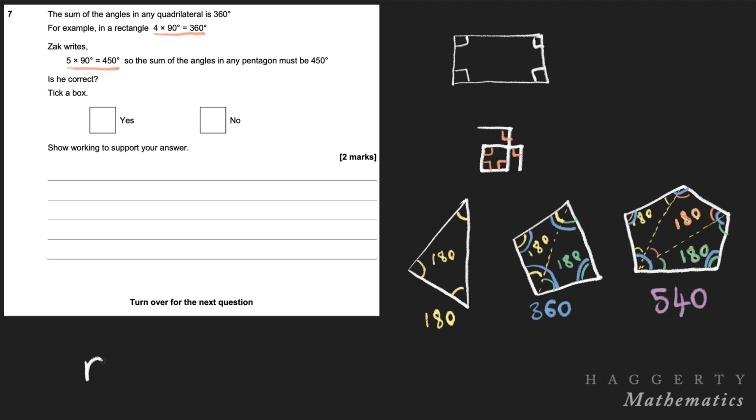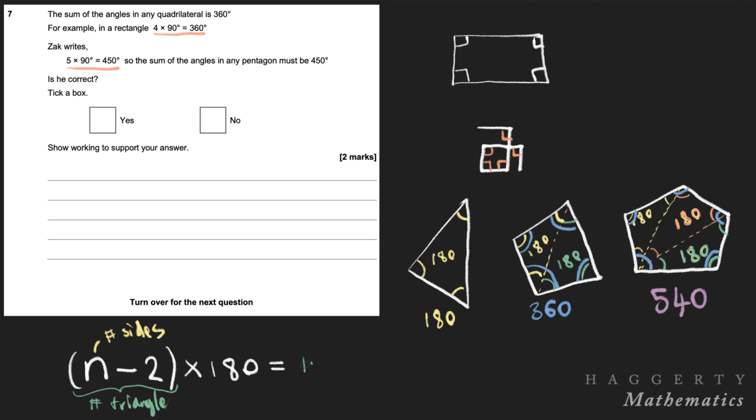So if n represents the number of sides of a polygon, you can always minus 2 from that, and that gives you the number of triangles right there. And then you can subsequently times that by 180, and that's going to give you the interior angle sum of the polygon, and that's always going to be the case.